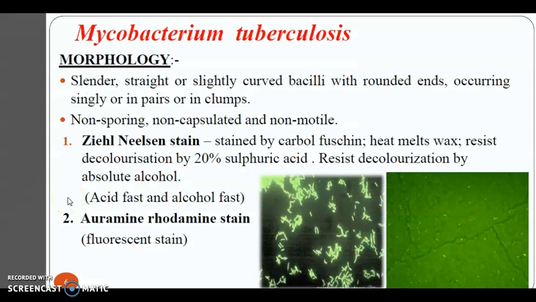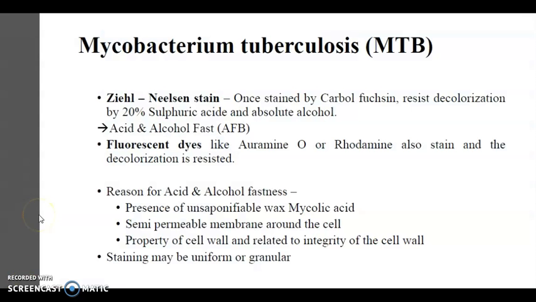When stained with carbol fuchsin by the Ziehl-Neelsen method or by fluorescent dyes like rhodamine or auramine O, they resist decolorization by 20% sulfuric acid and absolute alcohol for 10 minutes. The reason for acid and alcohol fastness is due to the presence in the bacillus of an unsaponifiable wax or to a semi-permeable membrane around the cell. It is related to the integrity of the cell and appears to be a property of the lipid-rich waxy cell wall. Staining may be uniform or granular.